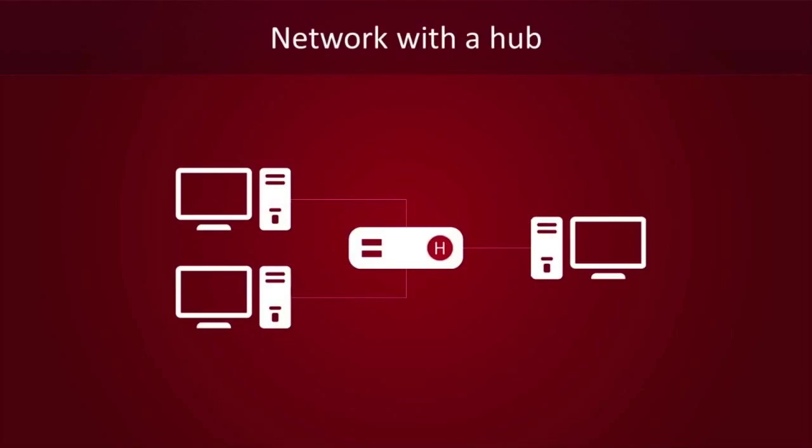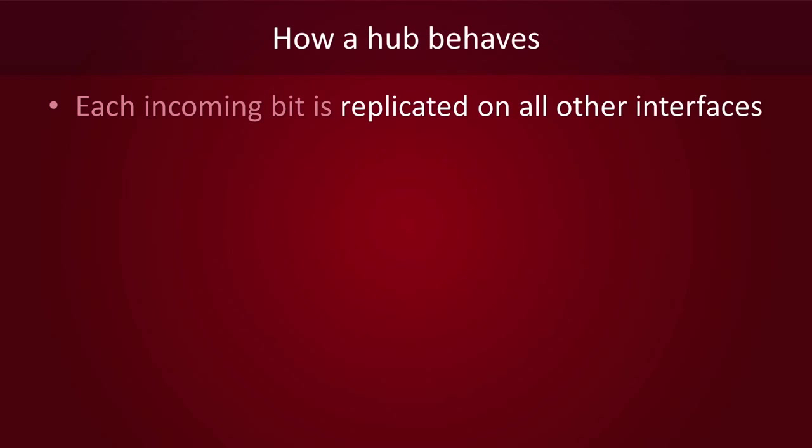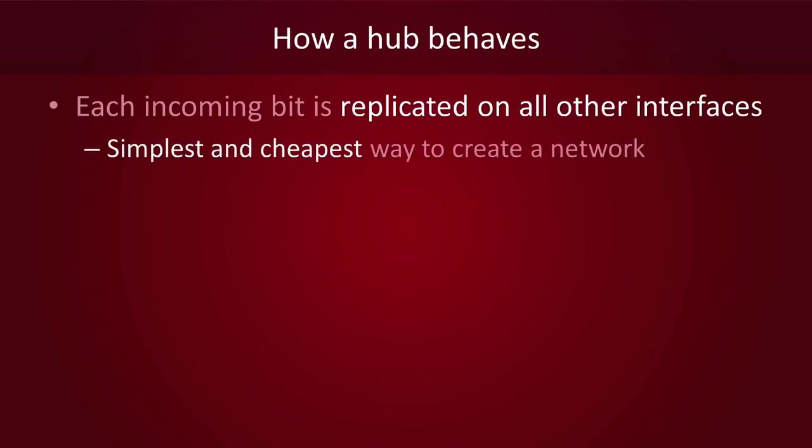The receiver will get the message, and the other hosts will ignore packets if the receiver field doesn't match their own address. Not bad for a glorified bit cloning machine. Alright, so every incoming bit is replicated on all other interfaces. That's a fairly simple and cheap way to create a network. However, it does cause a lot of unnecessary traffic.